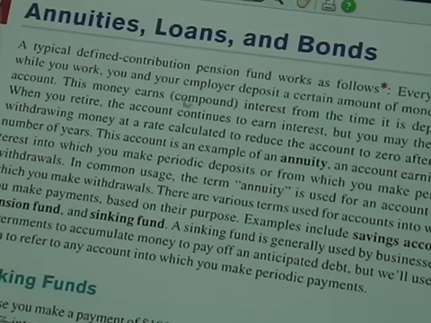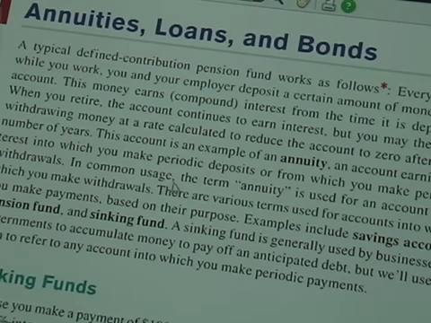This money earns compound interest from the time it is deposited. When you retire, the account continues to earn interest, but you may then start withdrawing money at a rate calculated to reduce the account to zero after some number of years. This account is an example of an annuity: an account earning interest into which you make periodic deposits or from which you make periodic withdrawals.